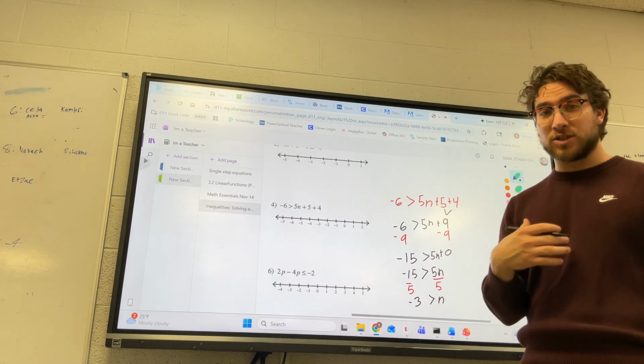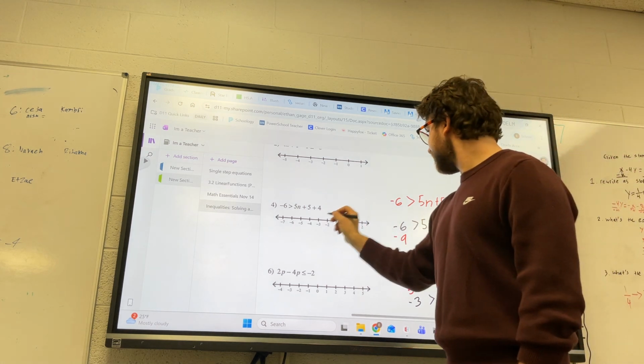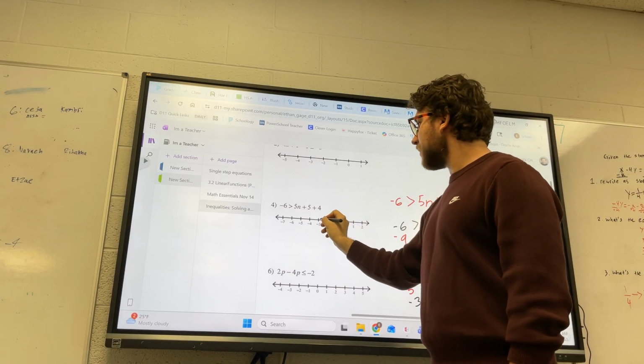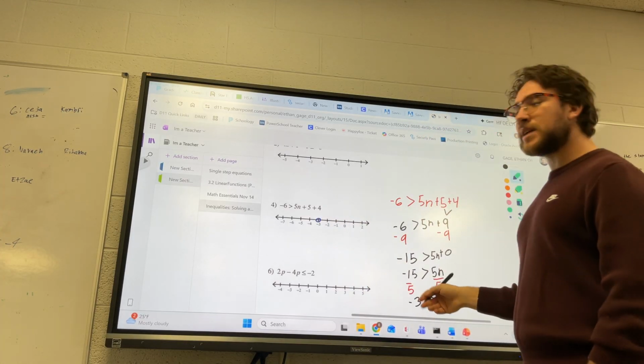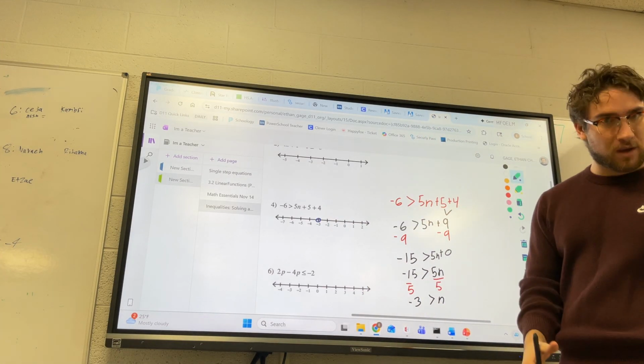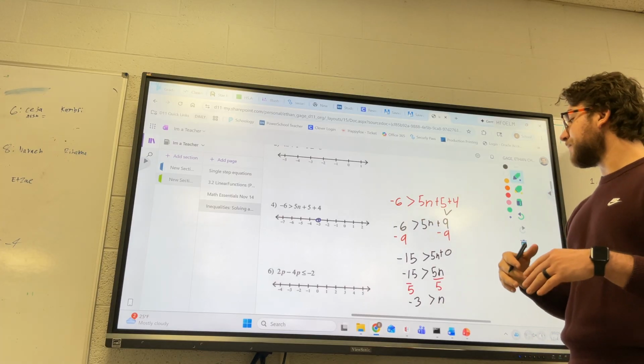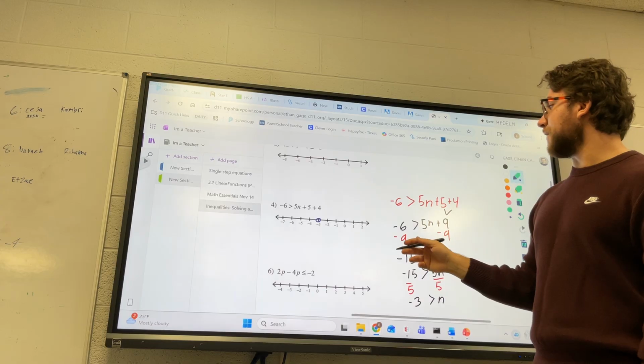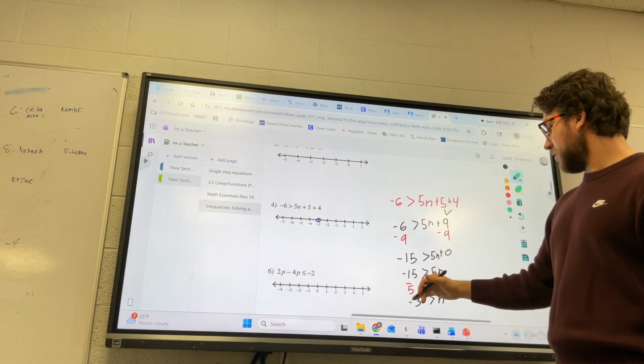This time, instead of a solid dot, we will put an open one, because our answer can't be negative 3. It's everything less than that, because negative 3 is greater than n.